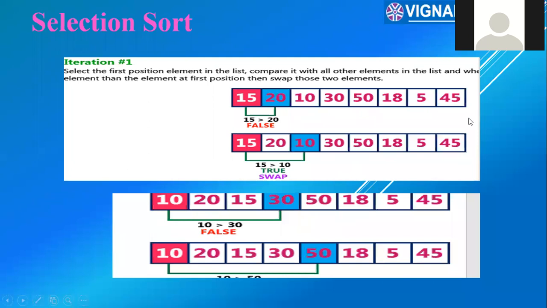So another example we have done. In the initial iteration, initially the smallest has to be taken as A of 0. What is A of 0? 15. It has to be compared with the rest of the elements. Which one is less, that has to be placed in A of 0. Is it the case or not? Yes, ma'am.